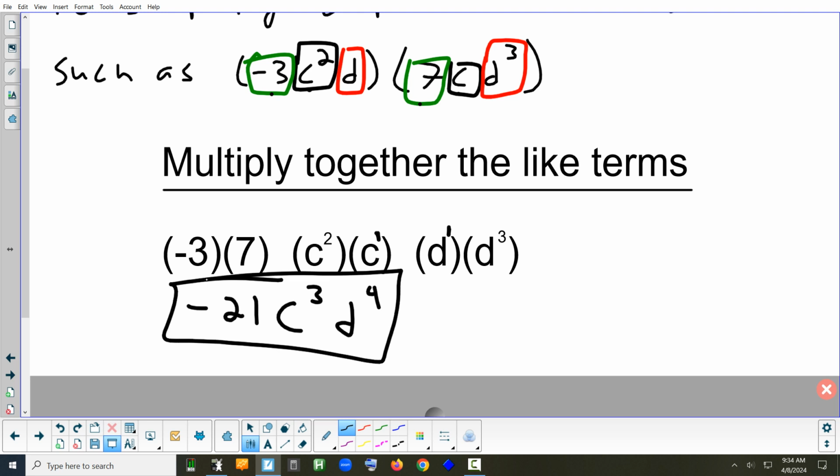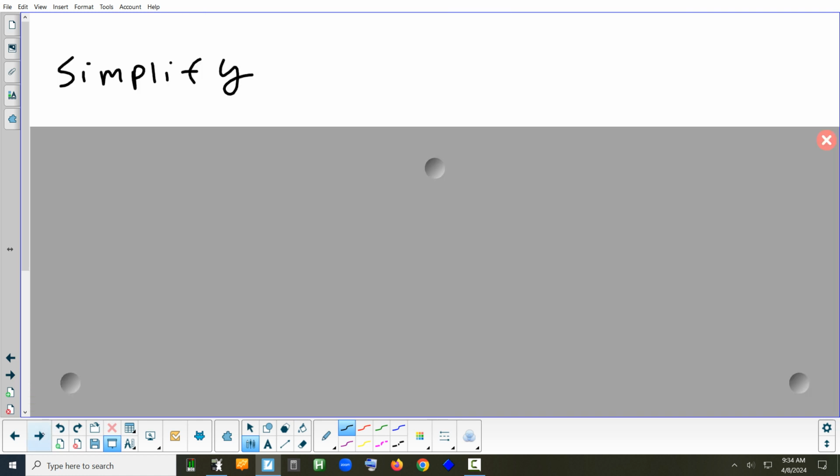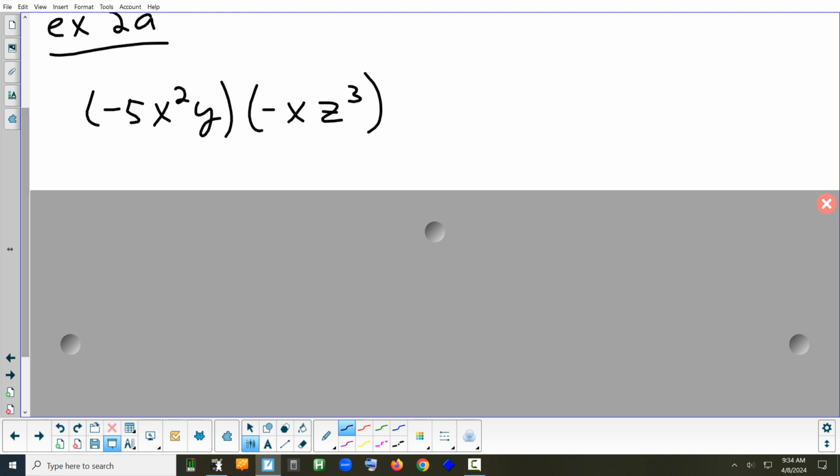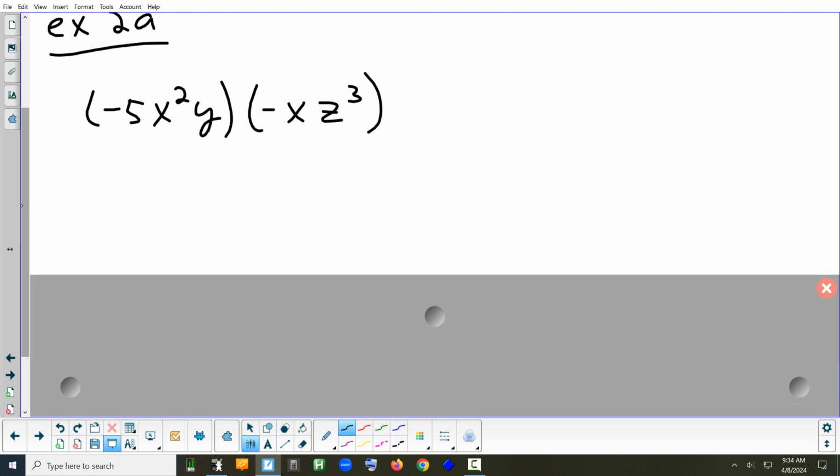That's the answer. Why can't we put the c and the d together and write something with a power of 7? Yeah, they're different letters. They're not the same base. So that's all you can do. Any question on that? All right, so let's try example 2a and 2b. So we'll do 2a together, then I'll have you guys try 2b.